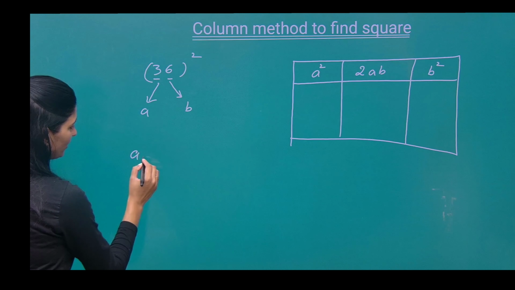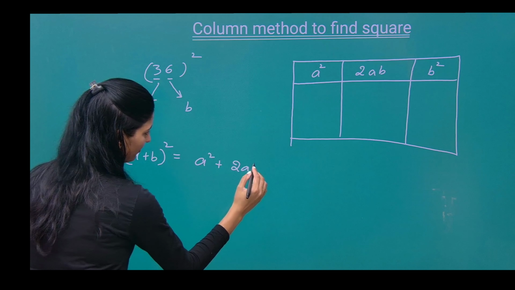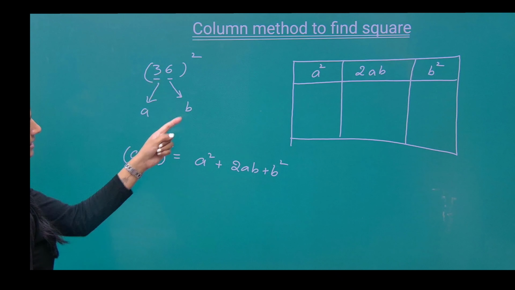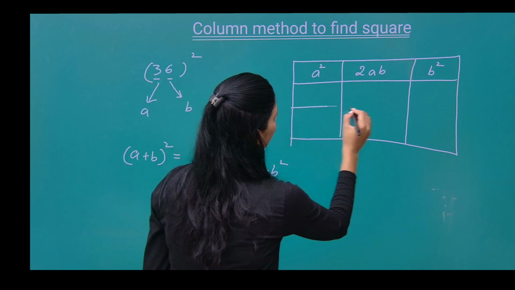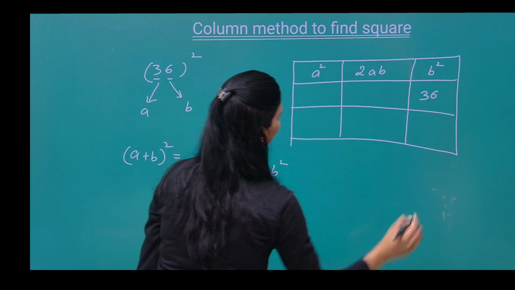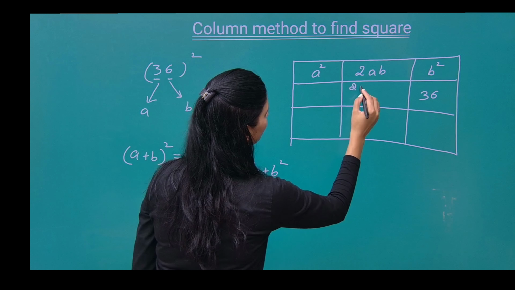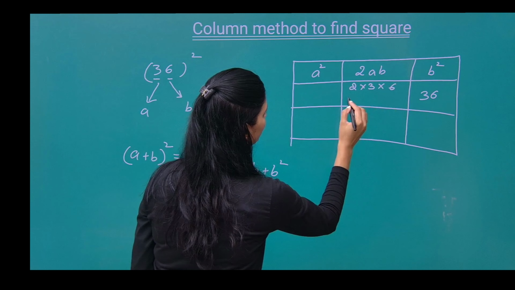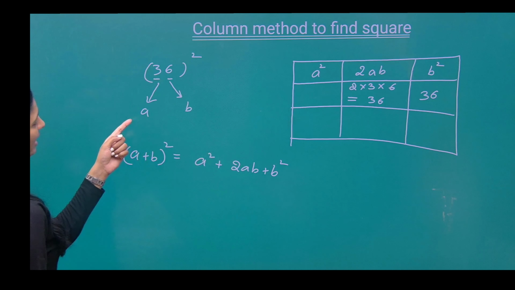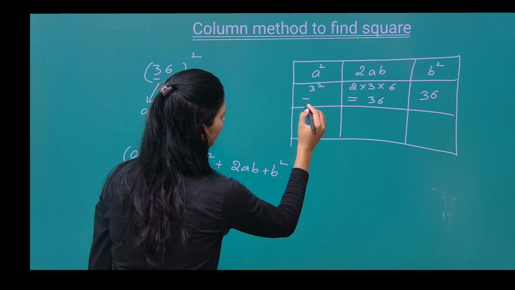So basically what we are doing here, we are using the identity (A plus B) square is equal to A square plus 2AB plus B square. Now 3 is A and 6 is B. So we will find out the value of B square, which is 6 square. 6 square gives us 36. Now 2 into 3 into 6 gives us 36. And now in the last column, we have to put the value of A square. Our A is 3, so 3 square is 9.